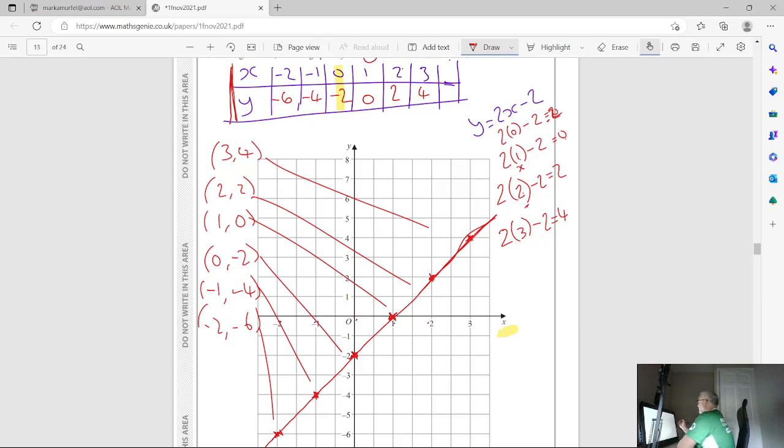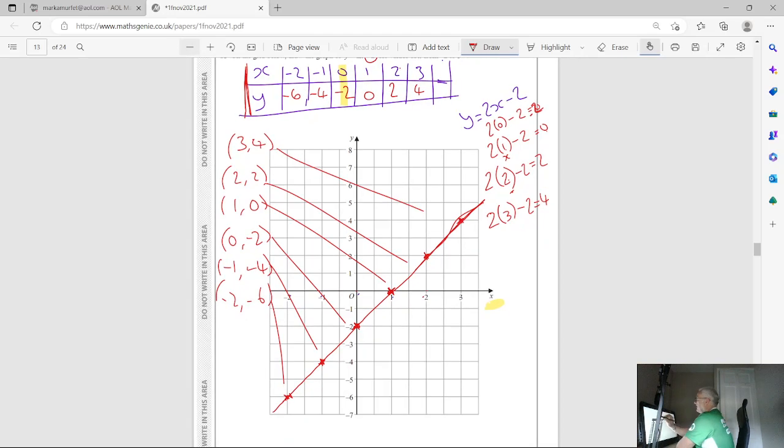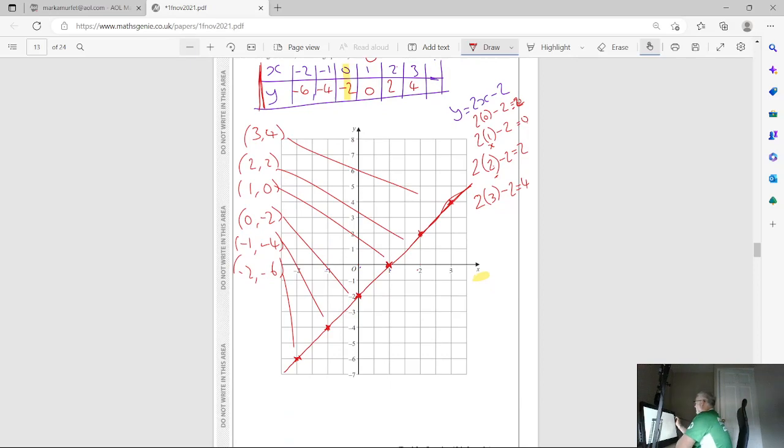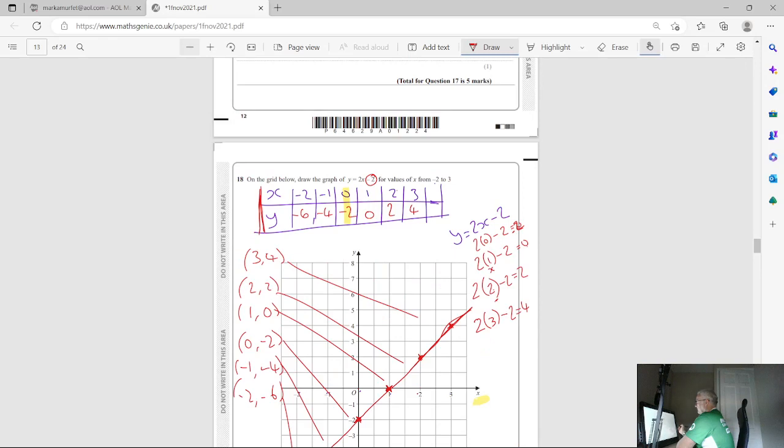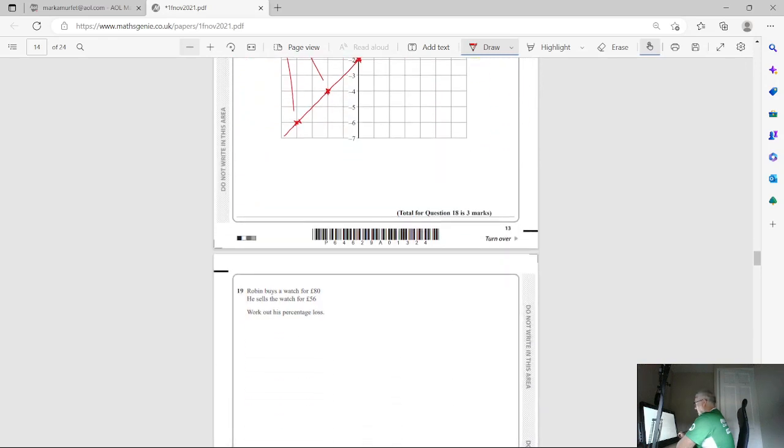Okay, and that's how you plot that straight line graph. And again, just coming out a sec. And that is the full question. Okay.